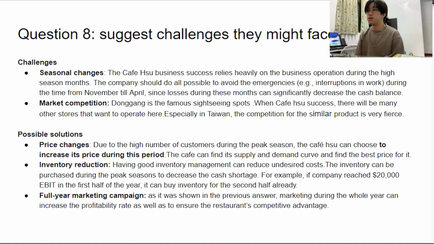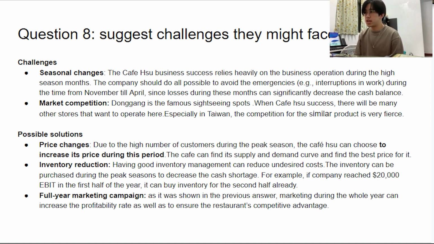The next challenge will be market competition. Donggang is a famous sightseeing spot. Once one coffee shop is successful, many similar stores will open there. And there are some possible solutions. First is price changes. The store can choose to increase its prices during this period.